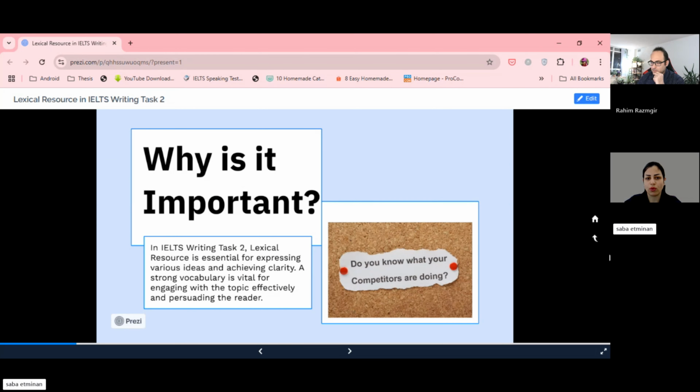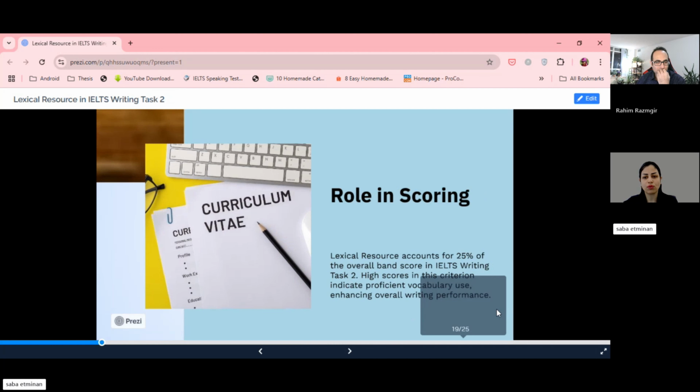And the importance. Why does it even matter? In IELTS writing task 2, lexical resource is essential for expressing various ideas and achieving clarity. A strong vocabulary is vital for engaging with the topic effectively and persuading the reader. And the role in scoring, that later we're going to talk about in detail. It accounts for 25% of the overall band score in writing task 2, and high scores in this criterion indicate proficient vocabulary use, enhancing overall writing performance.